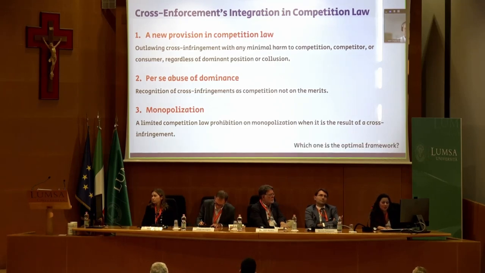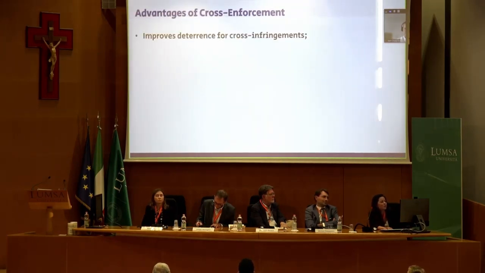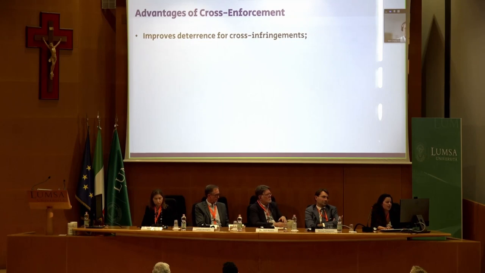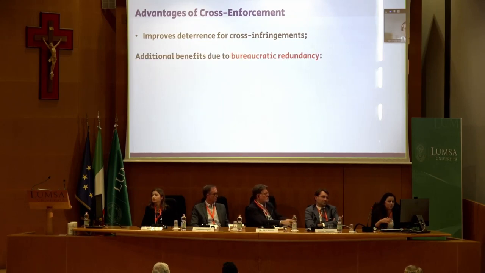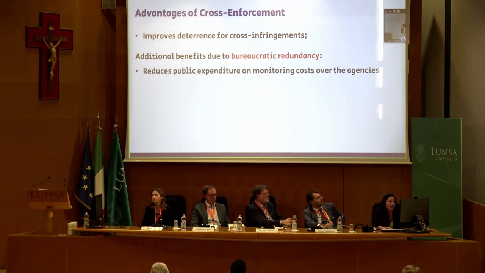Which one is the optimal framework? I think that's the discussion. It's one of them. What are the advantages of cross-enforcement over other types? So first of all, it solves the problem of cross-infringement and under-deterrence. That's the main thing, but it has another advantage: giving the competition authority additional agency, the ability to enforce, leads to bureaucratic redundancy that has its own advantages, and there's a lot of literature about that. It reduces public expenditure and monitoring costs over the agencies because we have both of them dealing with it, kind of monitoring each other by default, or at least partly, of course.